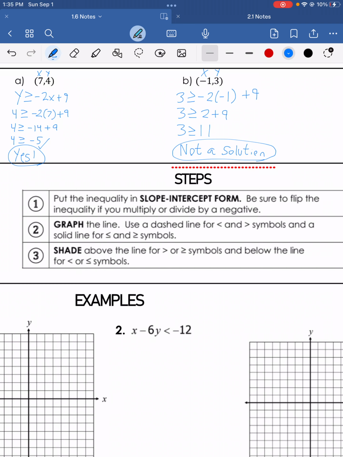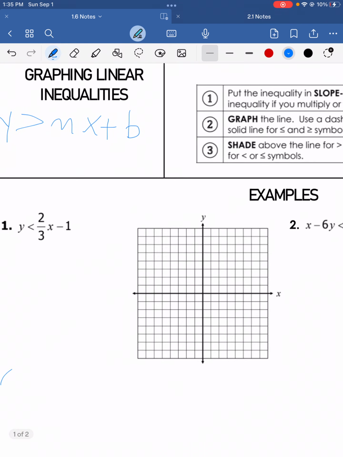Then the second step is to graph it. So graph how you normally graph a line. But we're going to use dashed lines if it's a less than or greater than sign, because that means we're not including the line itself as a solution. And then we're going to do a solid line if it's less than or equal to or greater than or equal to, because then the solutions on the line would be included. So solid means you're including the line. Dashed means you're not including the line in the solution set.